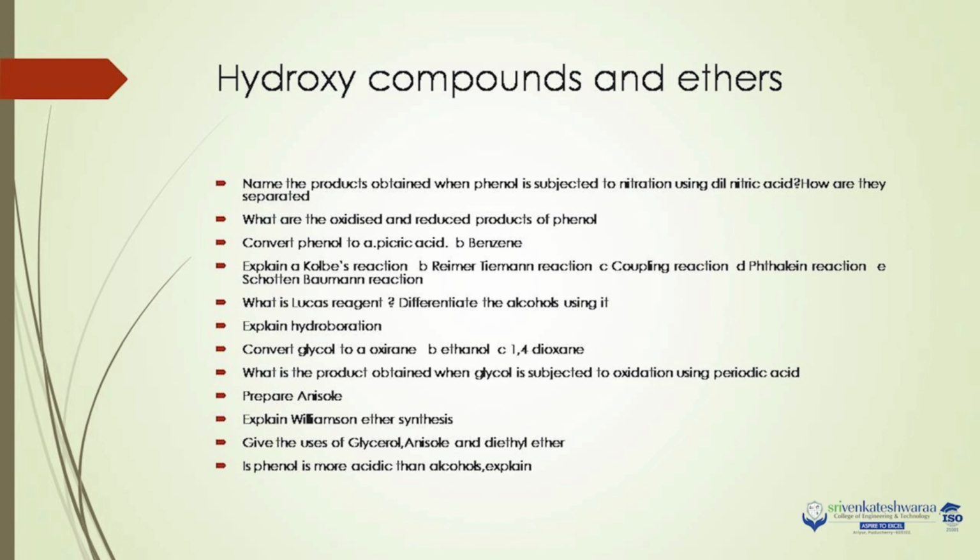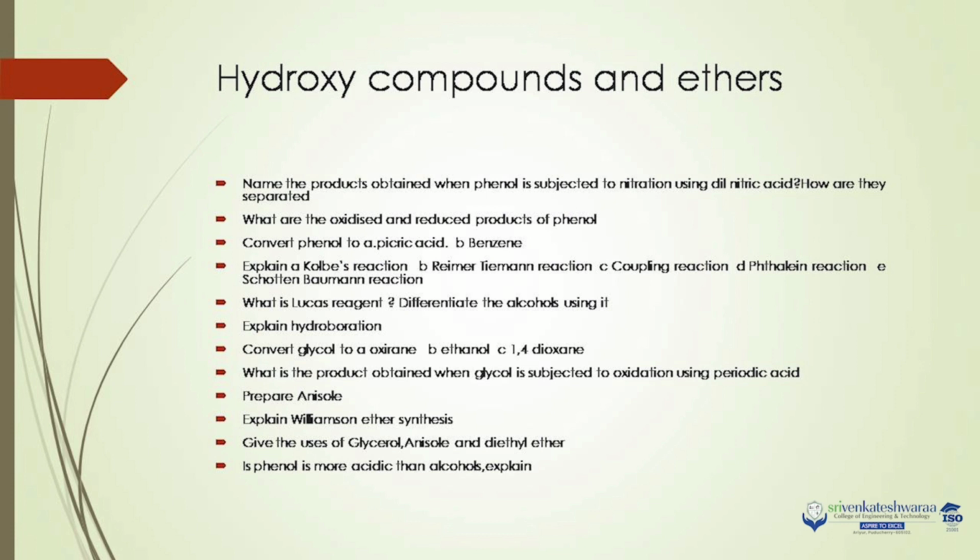Named reactions, an important one: Kolbe's reaction, Reimer-Tiemann reaction, coupling reaction, Thalein reaction, and Schotten-Baumann reaction. Just go for that one. Lucas reagent is anhydrous zinc chloride and conc. HCl. By using this reagent, we can differentiate the alcohols, whether primary, secondary, or tertiary.